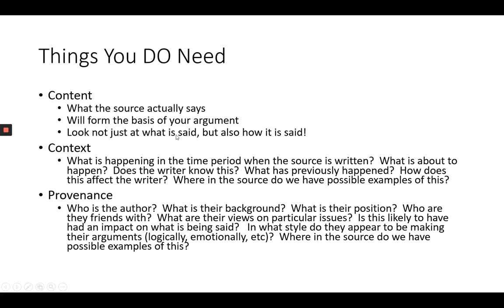And don't just look at what is being said, but how it is being said. Is it being said forcefully? Is it being said dismissively? You won't always find that there's a nice way of describing how a source says something, but if it's apparent, you should say so. The difference between context and provenance, though, is a subtle one, and content kind of stands alone, but context and provenance we need to spend a bit of time with.